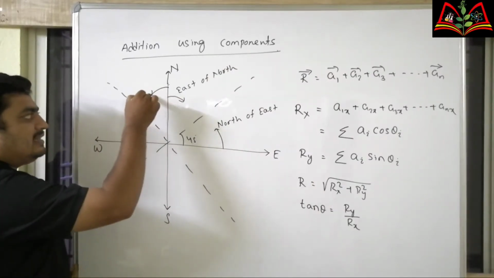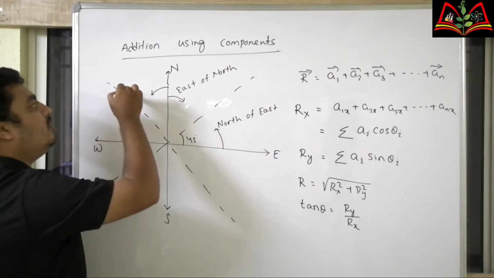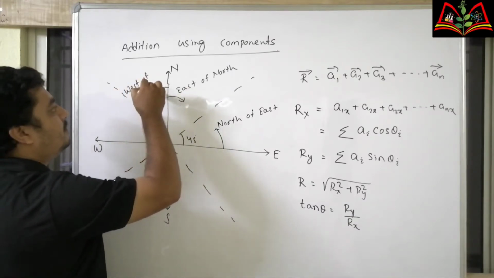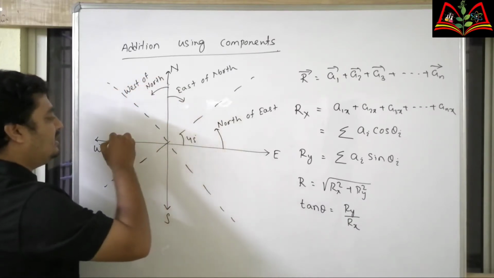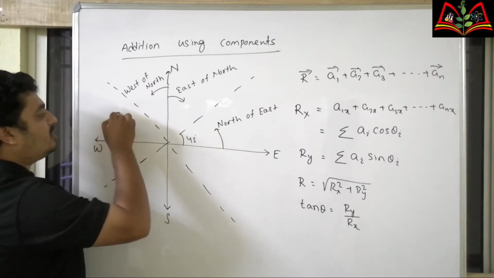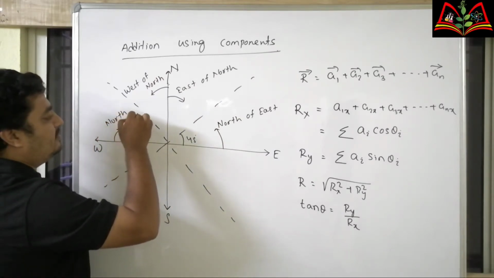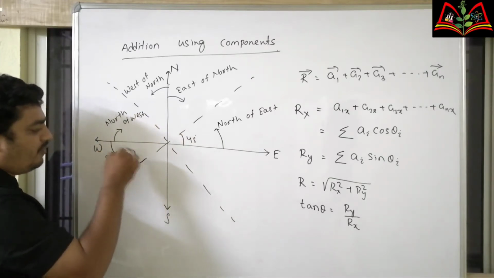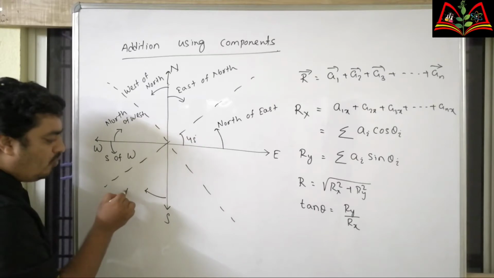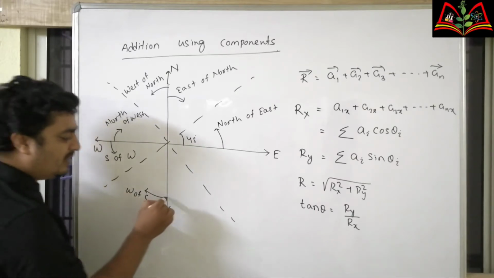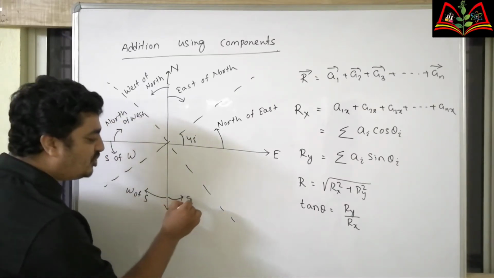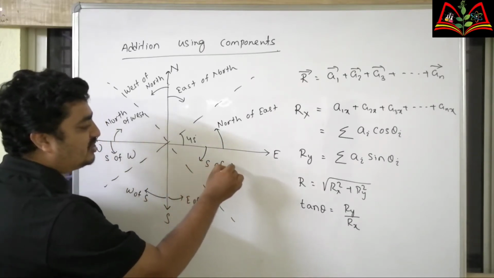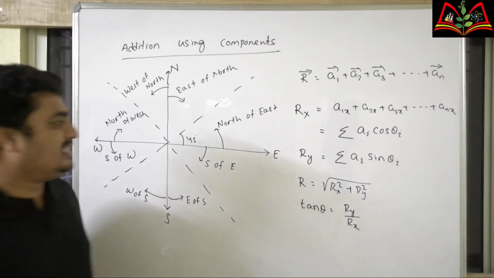If you measure this side, this is called west of north. This is called north of west. Like that, this is south of west. This is west of south. This is east of south. This is south of east. Now just check.